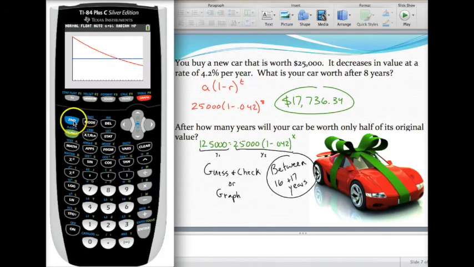So let's go ahead and second trace to find this point. Select option 5, the intersect option, and then either arrow over close to it or just press enter 3 times, and you should find your intersection point right there. About 16.2 years is where the car will be worth half its value. Notice when I used guess and check, I came up with an answer of 16 and 17 years. Graphing is a way I can be a little more accurate and say about 16.2 years.